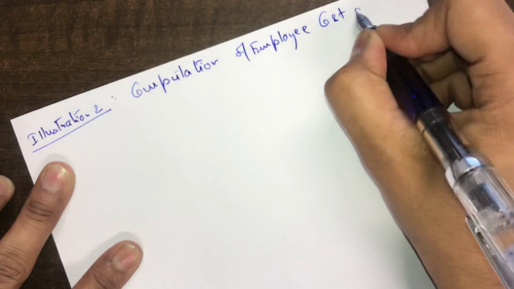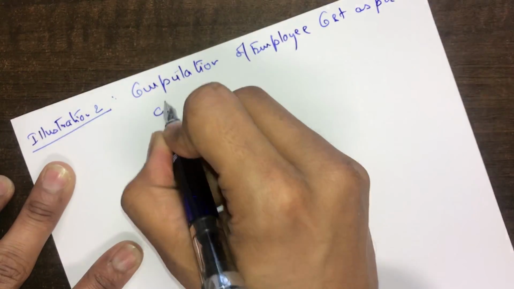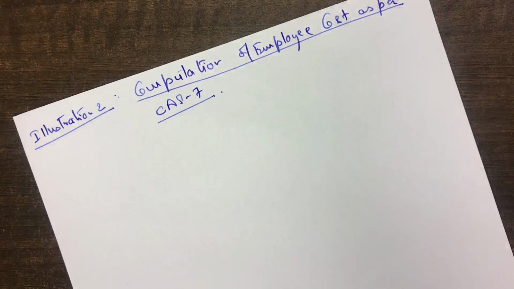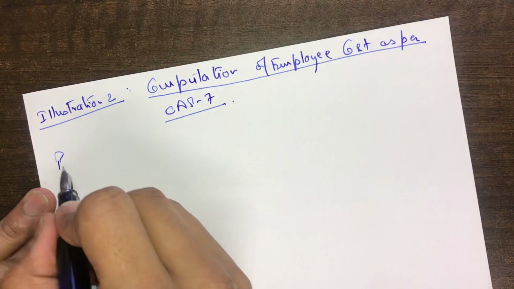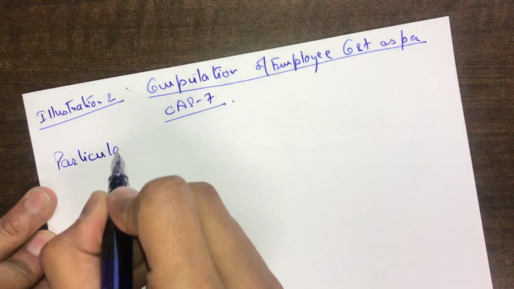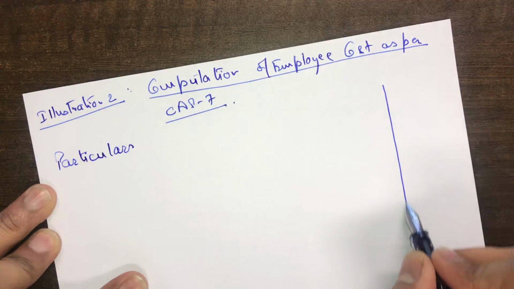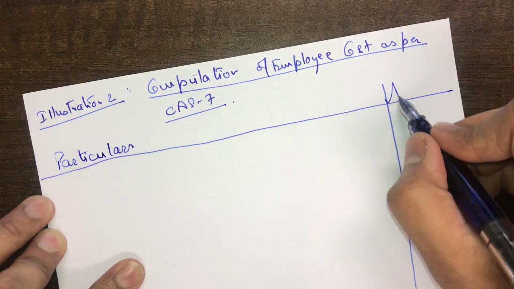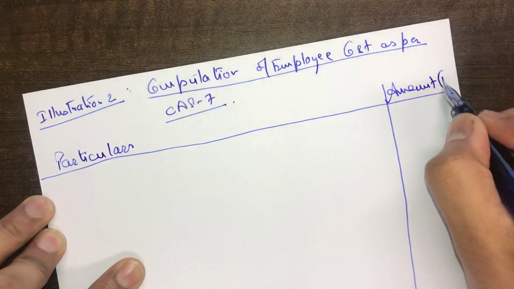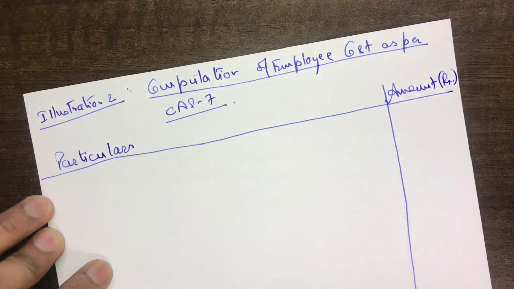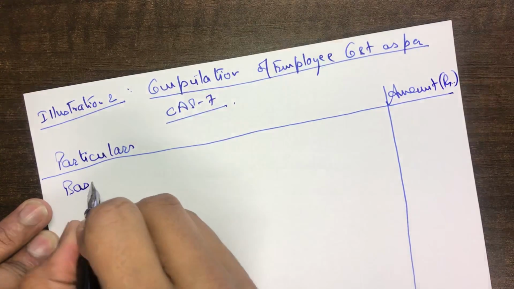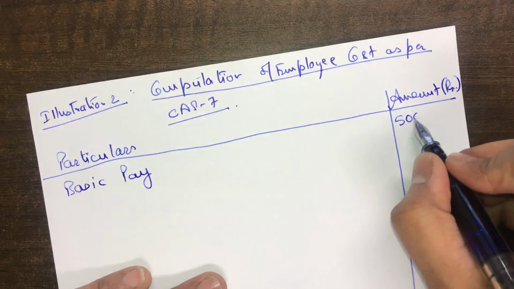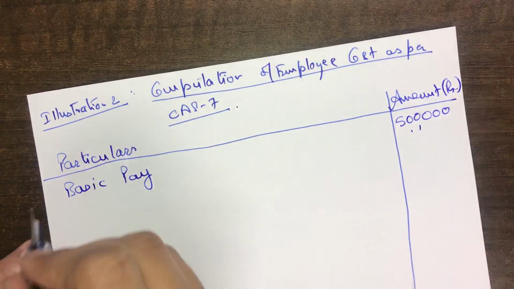Computation of employee cost as per CAS 7. So we'll compute the employee cost as per the provisions of CAS 7. And there's no format specified in the cost accounting standards. So we can use a simple format, amount in rupees. So we are going to start with the basic pay or the gross pay. Of course, it is the basic amount of salary which is given to the employees.